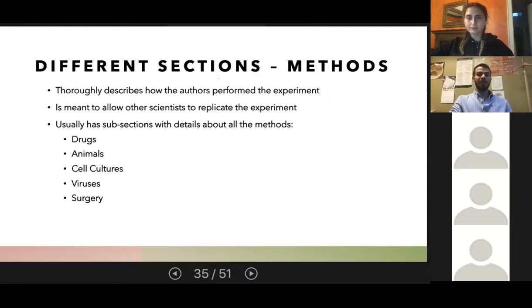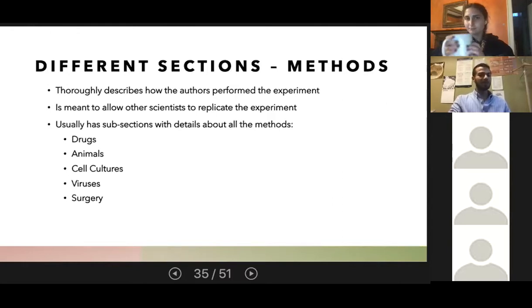Next, we get to the methods section. This is usually the most difficult part of the paper to understand because it is the section meant to describe every tiny detail about how the experiment was performed. It should be so detailed that anyone should be able to replicate the experiment without any ambiguity just by reading the section. It is separated into subsections for every aspect of the author's project.